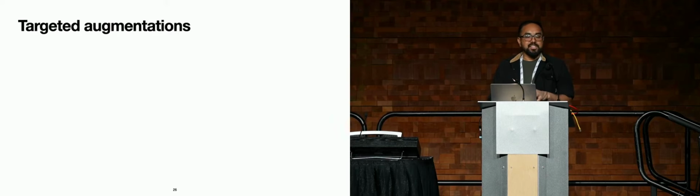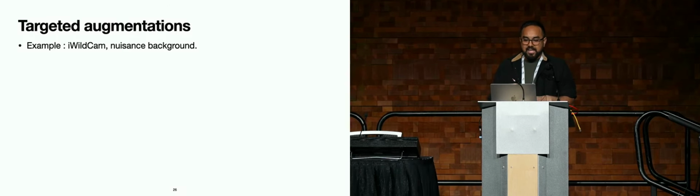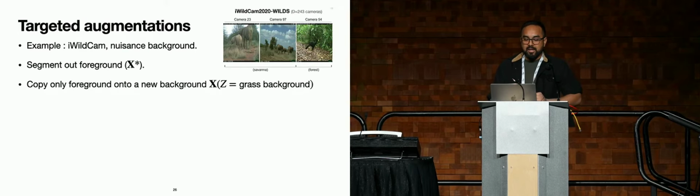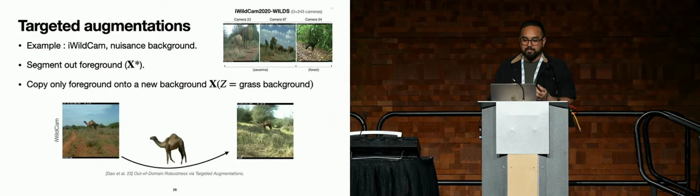I'll give you a very specific example in image recognition for this. This is the data set with wildlife camera traps, where animals in the foreground are spuriously correlated with the background. So a solution here would be to change the background itself. This was done in Gao et al. by using a segmenter model to segment out the foreground and then paste it onto a different background. So in this case, you're segmenting out the camel and then pasting it onto a grassland background instead of a desert background.